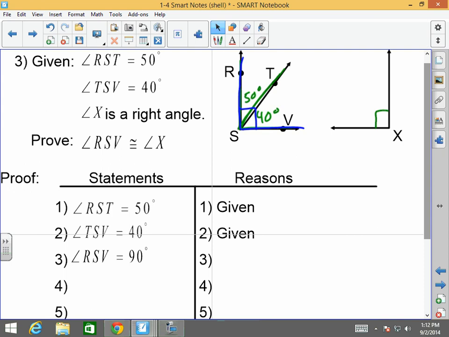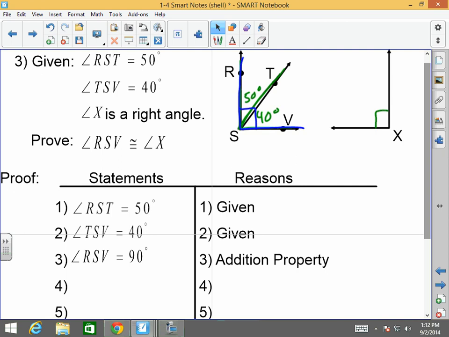Why? Simple. Think simple. It's called the addition property. It's that simple. Keep it simple, silly. That's an engineering principle called KISS. Keep it simple. Addition property: 50 plus 40 is 90. So if angle RST is 50 and TSV is 40, well, heck, 50 plus 40 has to be 90. Why? Because we learned how to add a while ago. Addition property. I'm not being sarcastic. It's that easy.